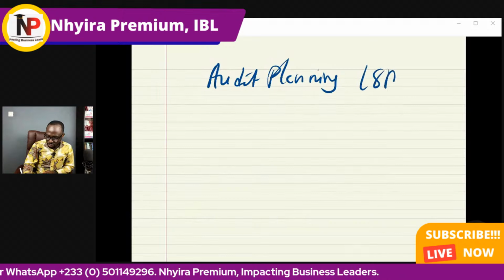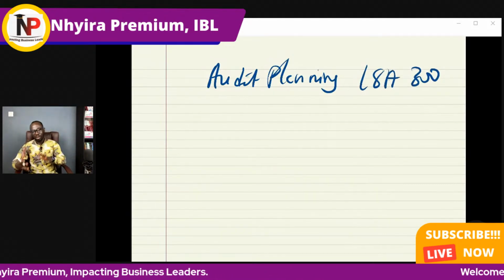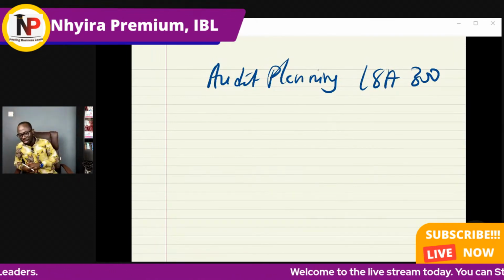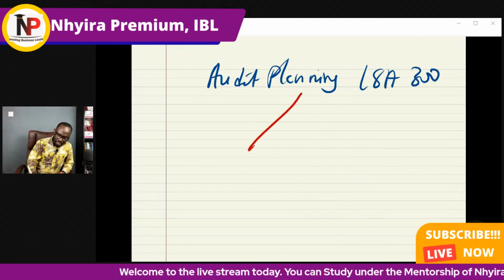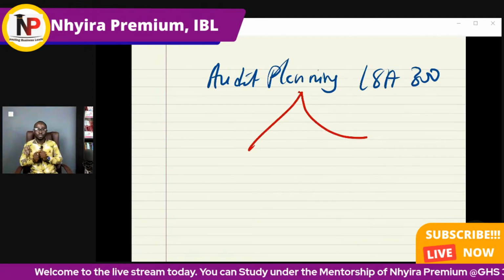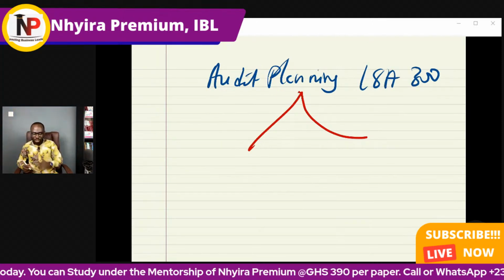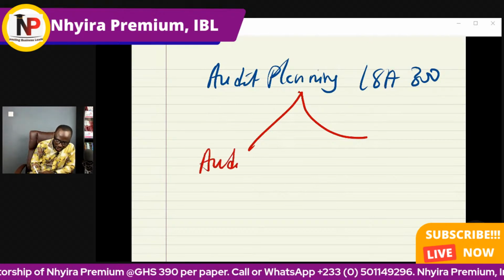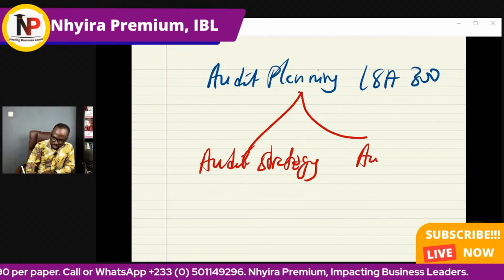And that is in accordance with ISA 300, planning the audits of financial statements. International Standards on Auditing 300, planning the audit. And that is 10 marks or 10% as per the syllabus grading. But there is a lot that is going to go up here. There are two things you need to look out for here: the audit strategy and then the audit plan.